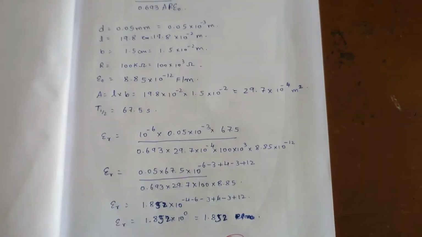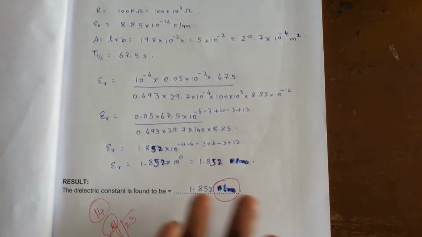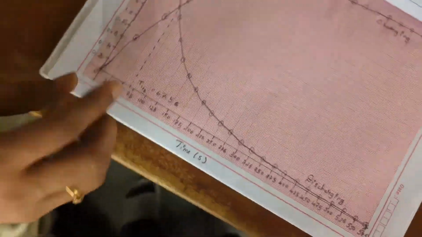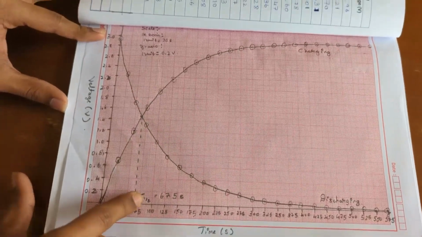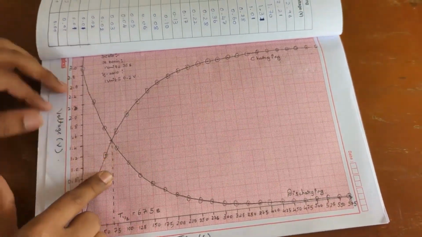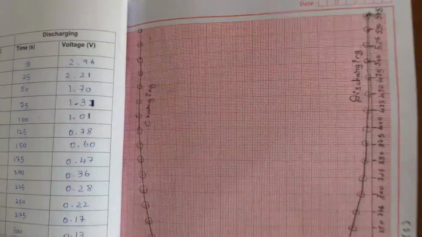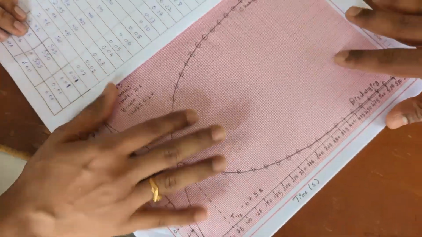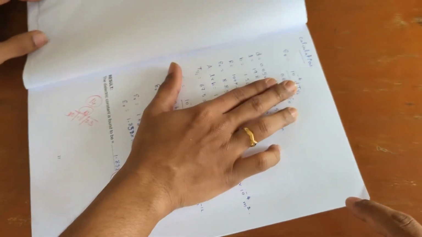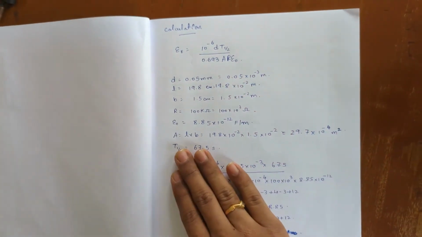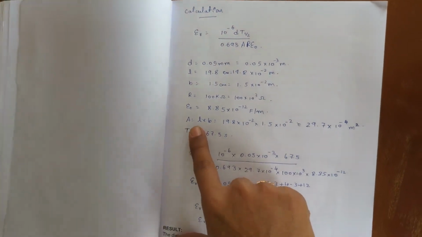You'll be getting the answer as 1.852, and it ranges between 1.5 and around 2. From the graph you will get the time constant value, T half. You would substitute T half over here. T half is what you will find from the graph, and the rest of the values will be given to you. A will be given in terms of length and breadth, and you should calculate A by yourself.